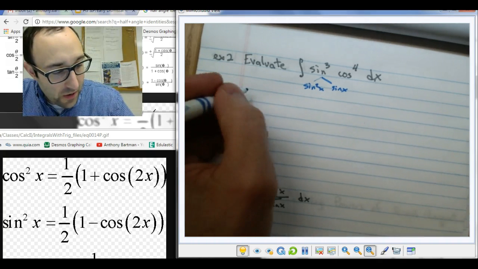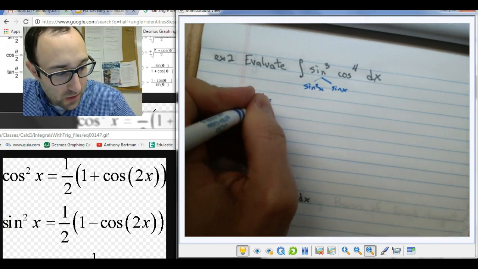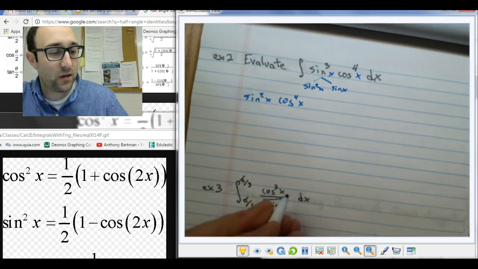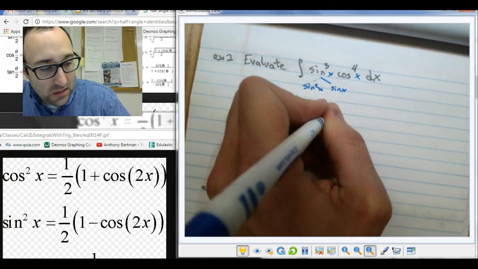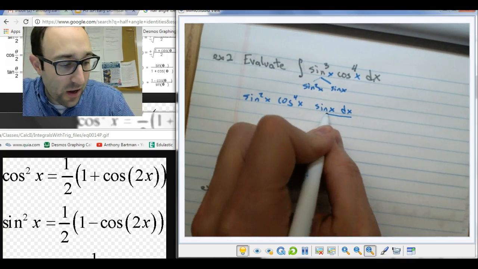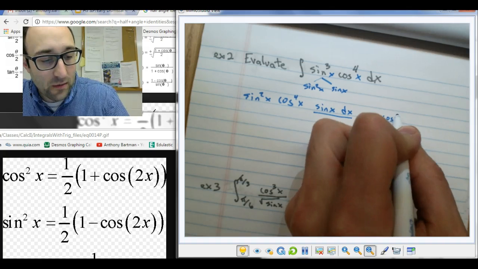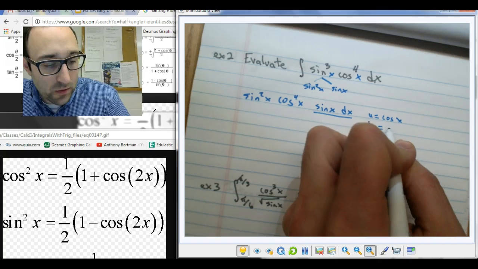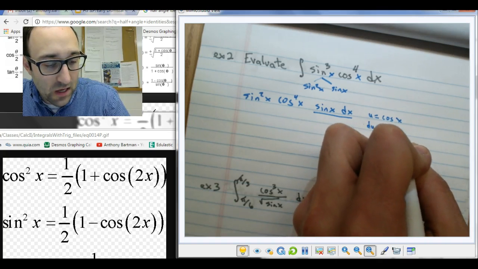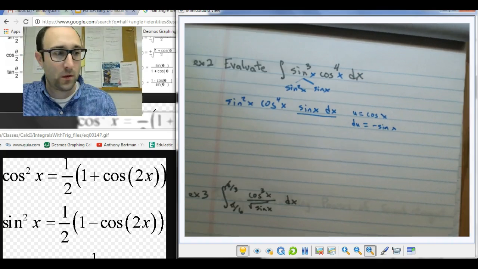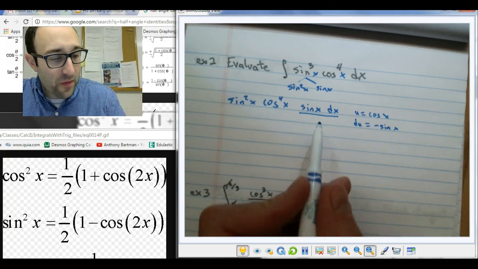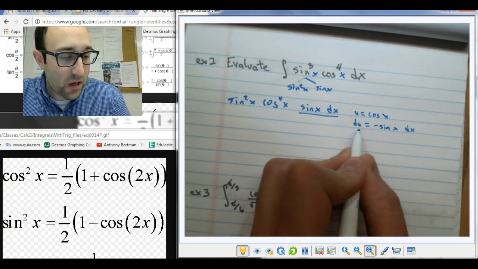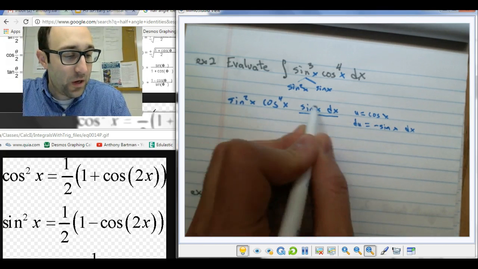Now what I would have is sine squared x cosine to the fourth x. Let's put those x's in there so they're right. And I've got sine x dx. Now I know that if I have cosine x equals u, then du is going to equal negative sine x dx. I know that this part is almost going to be my du. I just need to write my u as cosine x.